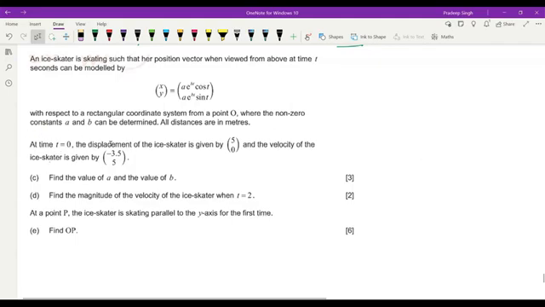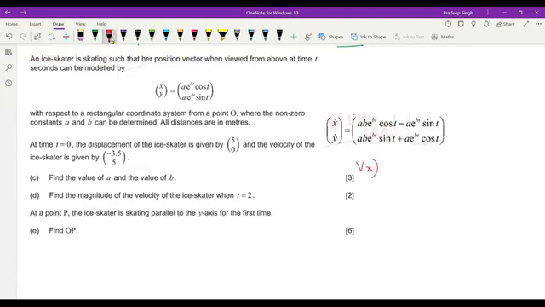At time t is equal to 0, the displacement of this ice skater is given and the velocity is given. Let's bring in the equation of the velocity vector, which we had found earlier in part A. Since they have given the velocity is given by minus 3.5 and 5. So let's equate the x component of the velocity vector with minus 3.5 and the y component of the velocity vector with 5. So let's write it down.